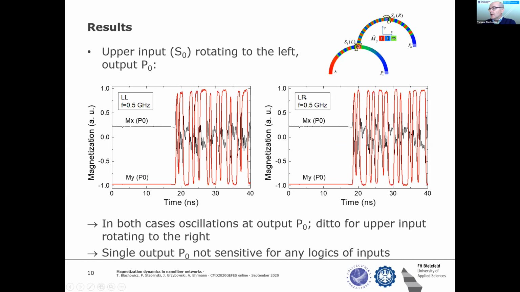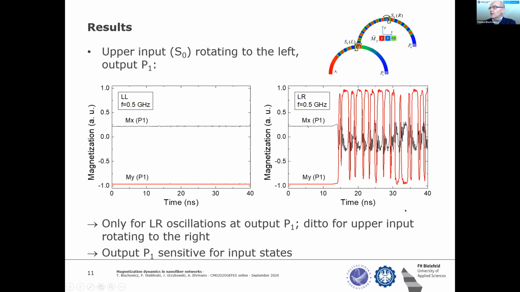If we change the direction of rotation of one of the inputs, nothing interesting can happen. So the situations are the same here. So we can conclude that the single output P0 is not so sensitive to provide any logic in the system. In other words, the system is not complex enough. Also, a similar story for the P1 output.